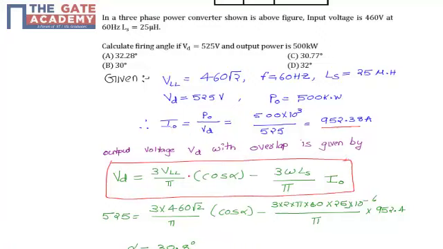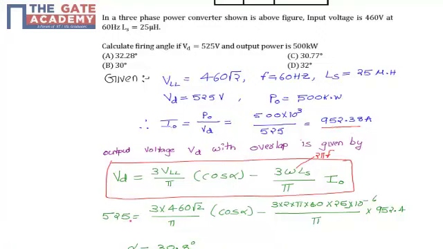We know the value of VLL, that is 460 into root 2, cos alpha, minus 3 omega Ls. Omega value is 2 pi f, and inductance Ls is 25 microhenry, and I0 we calculated as 952.38. Substitute all the values in the formula.